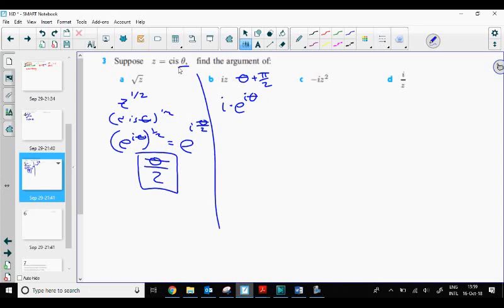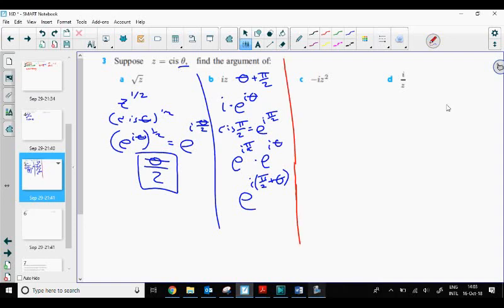i is the same as cis of pi over 2, which is the same as e to the i pi over 2. So I have e to the i pi over 2 times e to the i theta, which is equal to e to the, adding those two together and factoring out the i, pi over 2 plus theta. There it is. That's how I get my angle of rotation increased by pi over 2. So there's a third way to justify that.